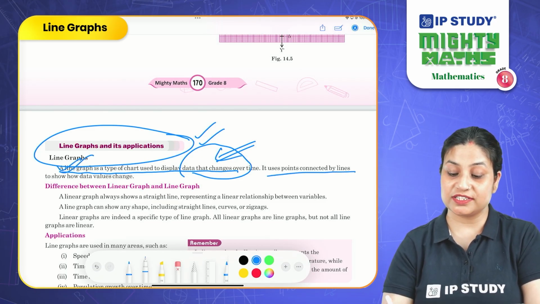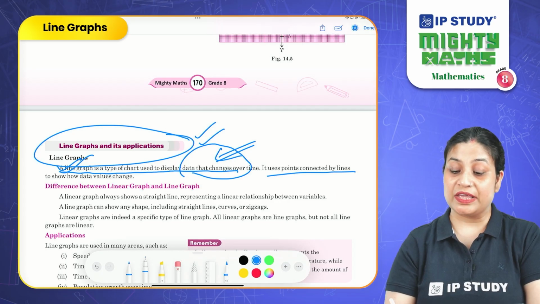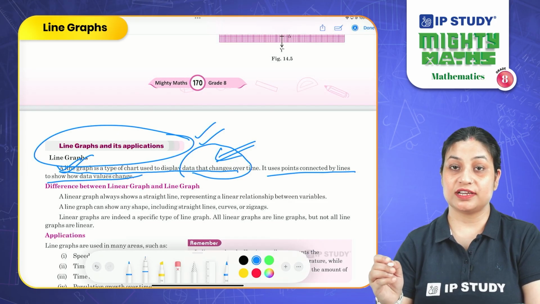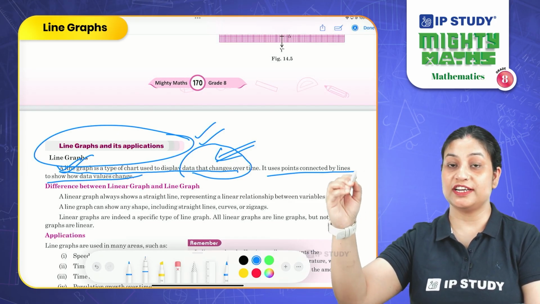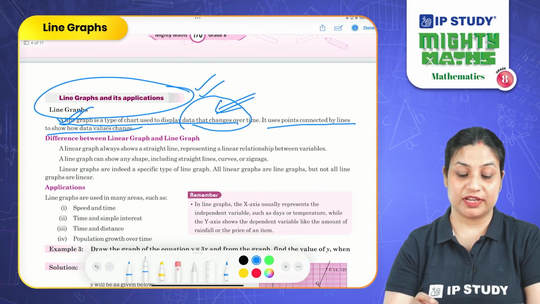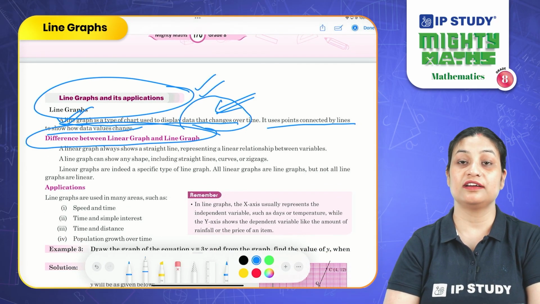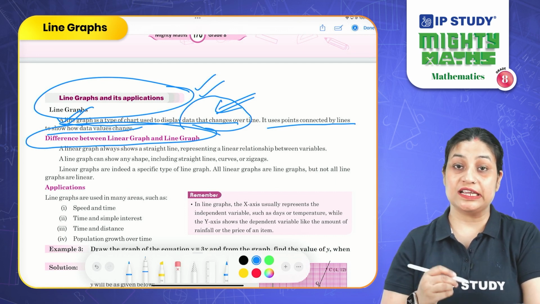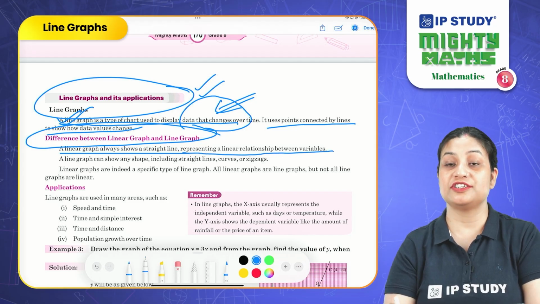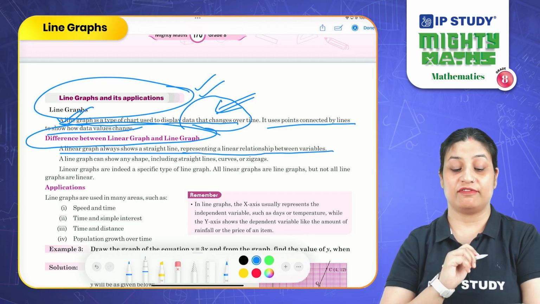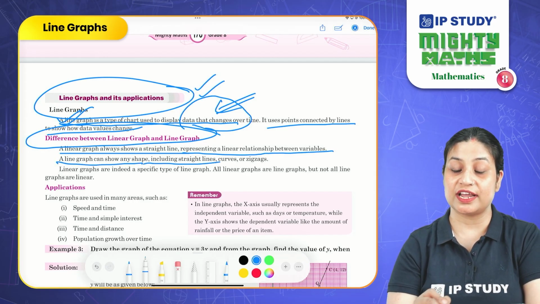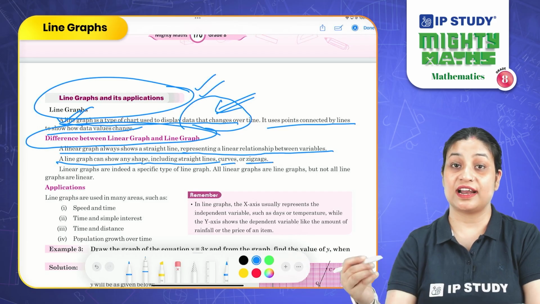It usually uses points connected by lines to show how data values change, right? So you will plot the points and you will see it will show you how the data is varying or continuously changing with time. Here there is one more thing, the difference between a linear graph and a line graph. As the name indicates, a linear graph always shows a straight line representing a linear relationship between the variables for which you have plotted the graph. And a line graph can show any shape. It can be a straight line, it can be a curve, or it can be a zigzag line too, right?